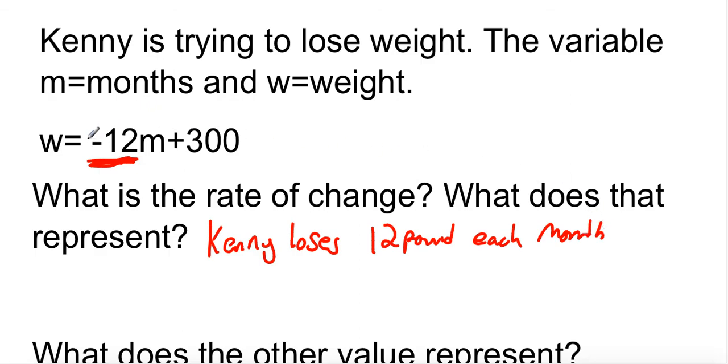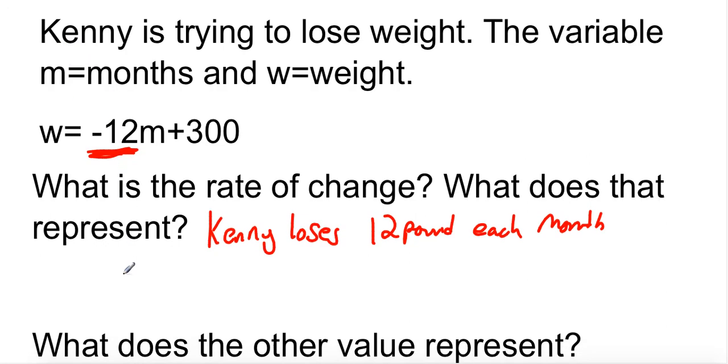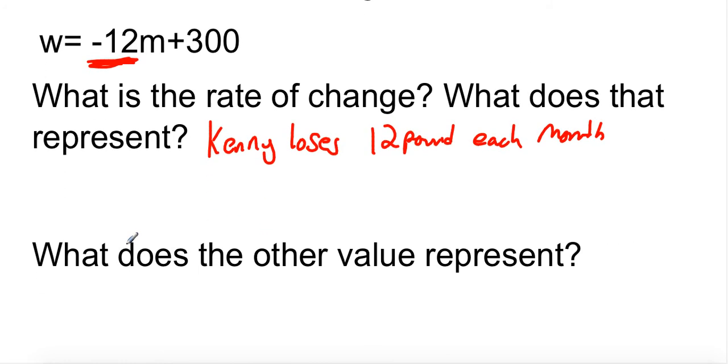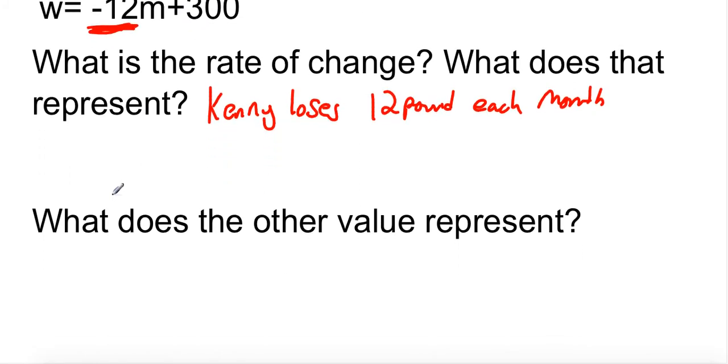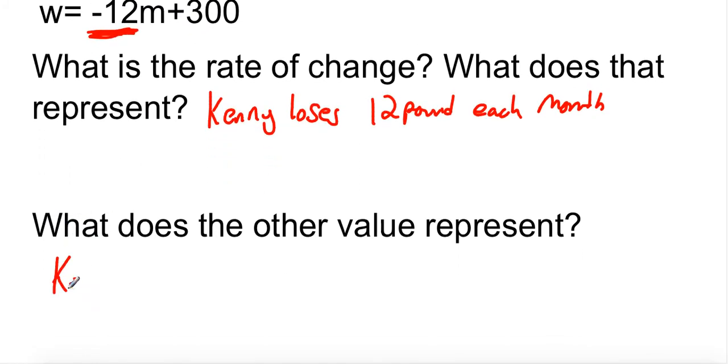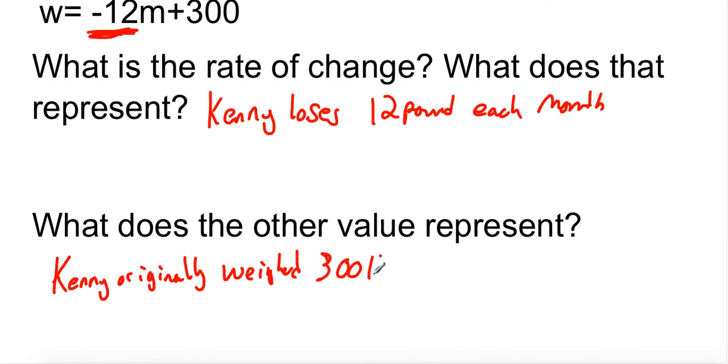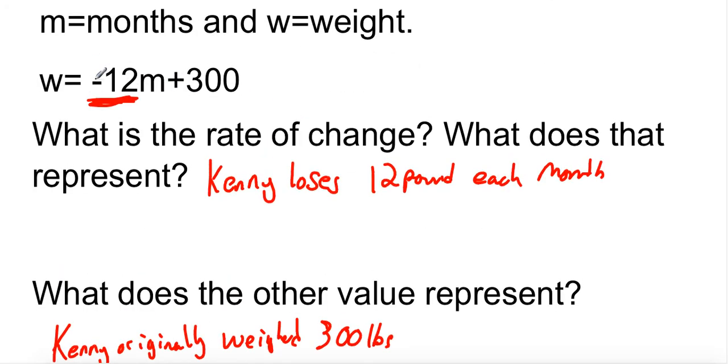So because we have a negative value, that means that we're going down by 12 pounds, or that Kenny is losing 12 pounds each individual month. Now, what the other value represents, and remember, you have to read the story a little bit to figure this out, you can assume that the plus 300 means Kenny originally weighed 300 pounds. And because he's losing that 12 pounds a month, he's got to be taking it away from somewhere, and that's the 300 pounds.